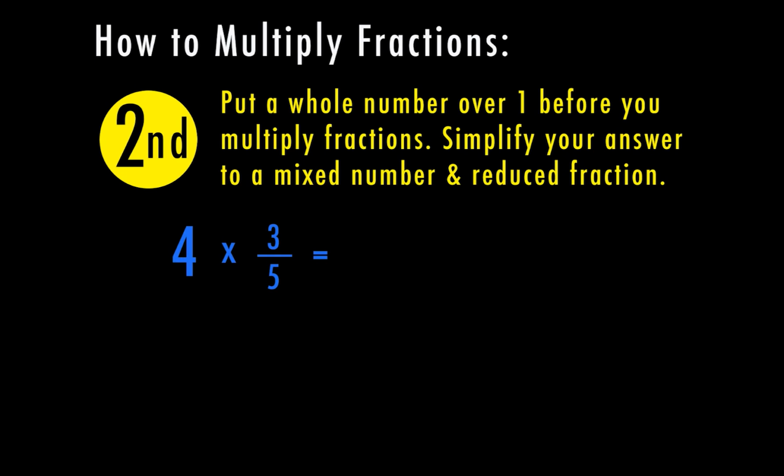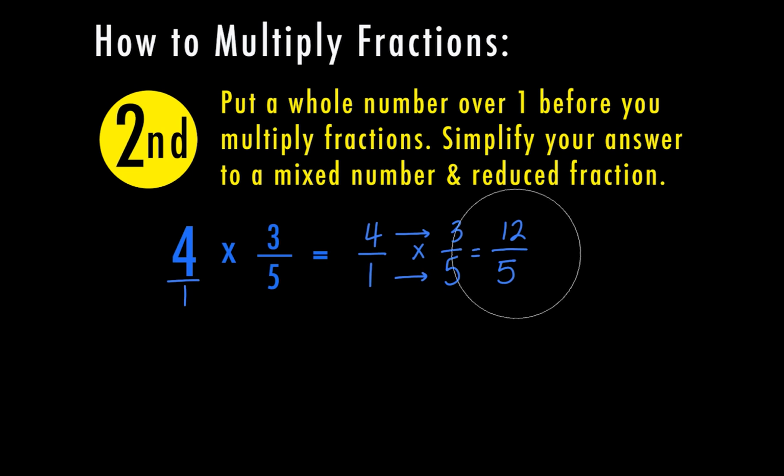If I have a whole number 4, the only number I can put it over to not change the value is a 1. So now I'm going to rewrite my problem, 4 over 1 times 3 over 5, and then we're going to follow the same step as number 1: multiply straight across the top, 4 times 3 is 12, straight across the bottom, 5 times 1 is 5. Now, we're not finished yet because if you notice in our answer here, 12, our numerator, is greater than 5, our denominator. And you cannot have a numerator bigger than your denominator for your final answer.